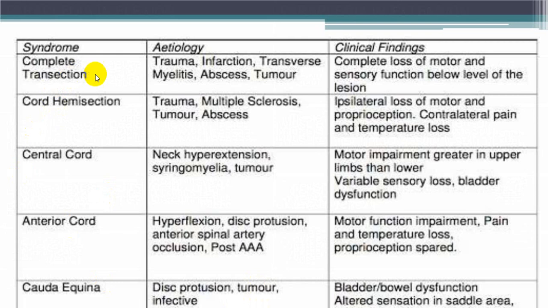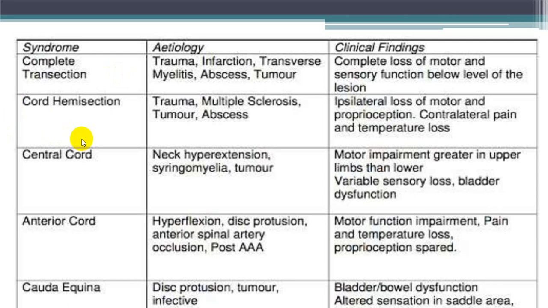Complete transection will be more common with trauma, infarction, transverse myelitis, abscess, tumor, etc. And in a complete transection, we will have a complete loss of motor and sensory function below the level, and at the level, you will have lower motor neuron findings as far as motor is concerned and complete sensory loss. And below the level, in a case of a complete transection, as far as the motor system is concerned, it will be upper motor neuron findings and complete sensory loss.